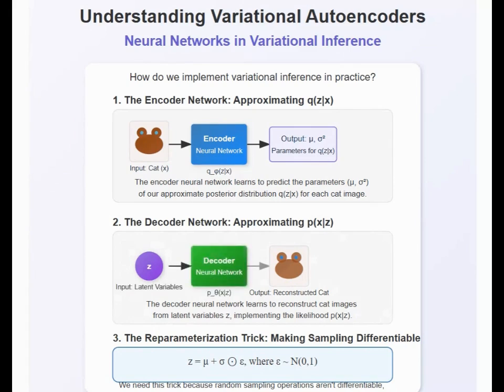With these neural network components and the reparameterization trick, we now have all the building blocks needed to implement variational inference in practice. In the next screen, we'll see how these components fit together in the complete variational autoencoder architecture.